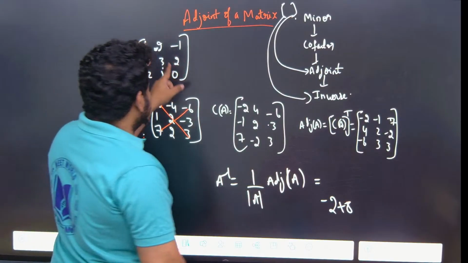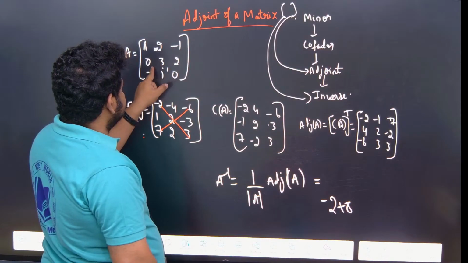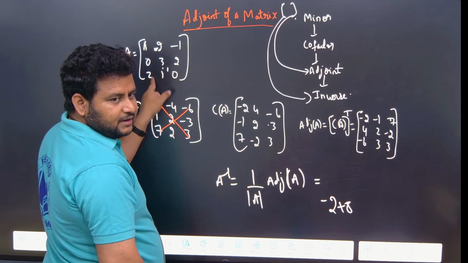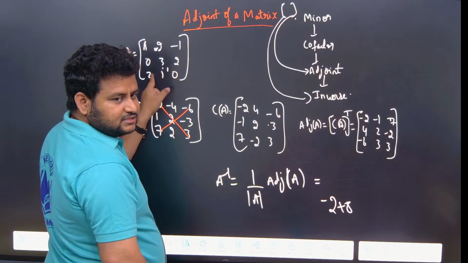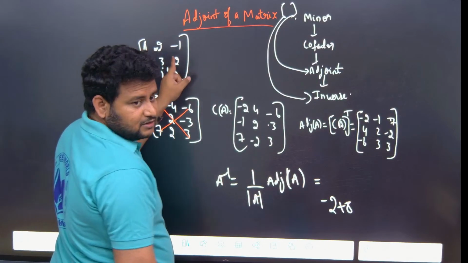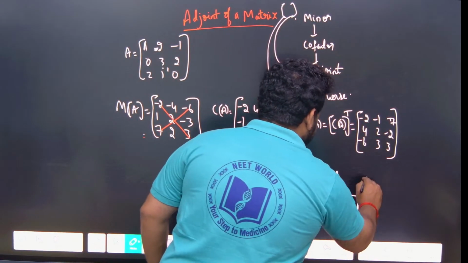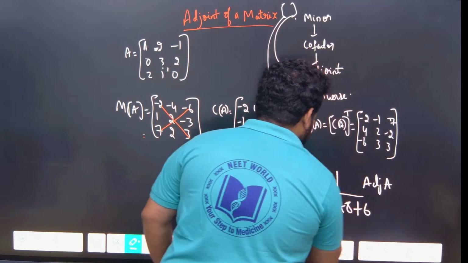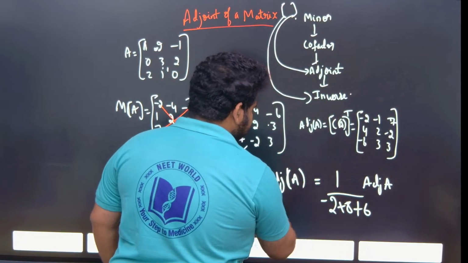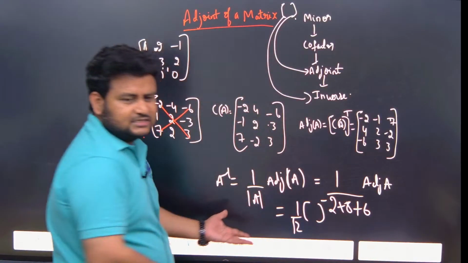Then third element, minus 1 is there, 0 into 1 is 0, minus 2 3s are 6, minus 6 into plus 1. Minus 6 into minus 1 is plus 1, this will become plus 6. So this will become plus 6, into adjoint of A. So that will become 14 minus 2, which is 12. So 1 by 12 into adjoint matrix of A, you will write it, that is A inverse.